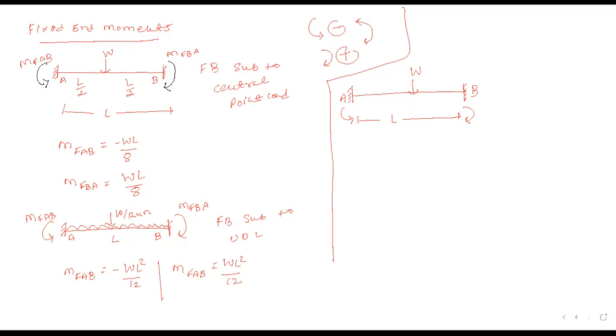No. Now just consider the first case. Your load is acting at the center of the beam. Yes or no? Your load is acting at the center of the beam. Now, what is the eccentrical kind of load?